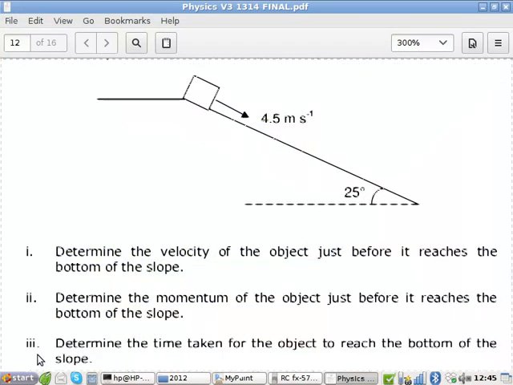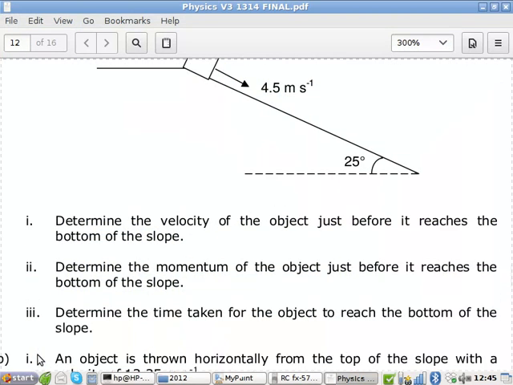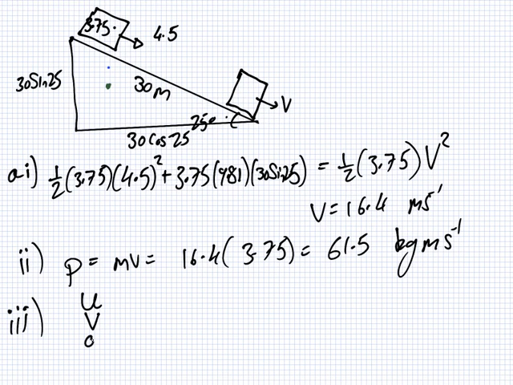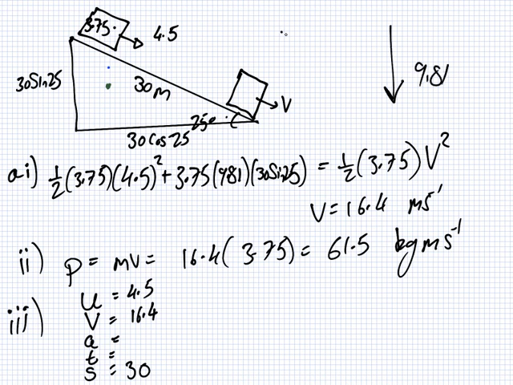Right, 3. The time taken to reach the bottom. No, U is not 0. U is 4.5. Well, we can use V is 16.5. No, because it's accelerating. A is minus 9.81? No, because it's not falling down. This is sliding, so this is less than 9.81. So, we don't need the A, because we have U, V, and S. So we can get the T without the A. We can work out the A from the picture, but we don't need it.